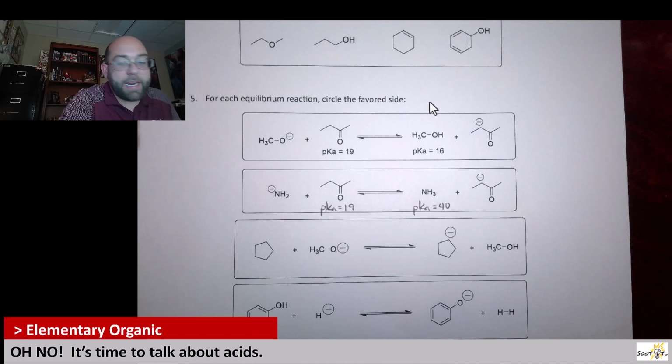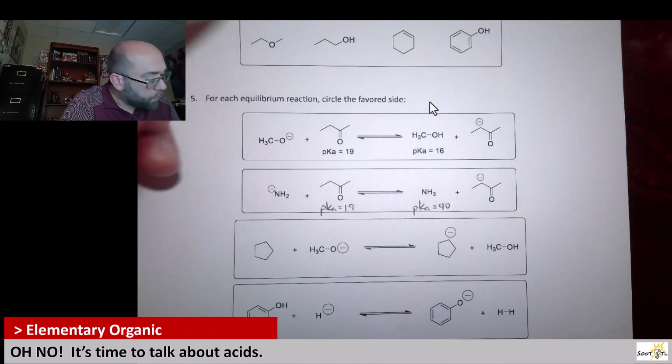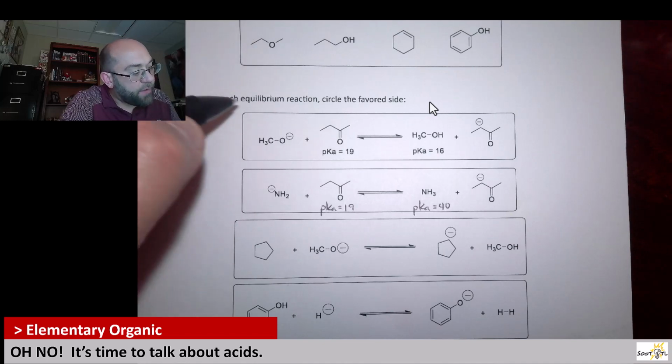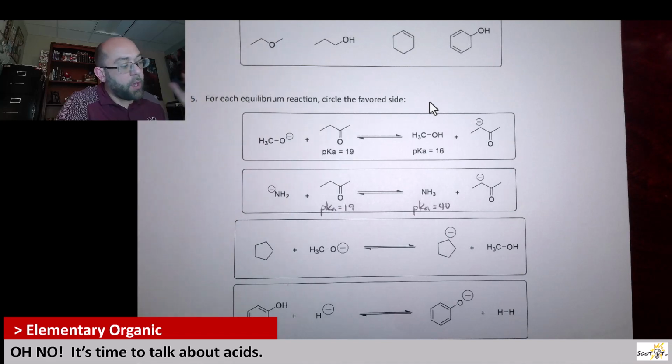so now looking at our second problem here, here we have equilibrium reactions, where these are more or less acid-base reactions, and so we have to figure out the side that's favored.